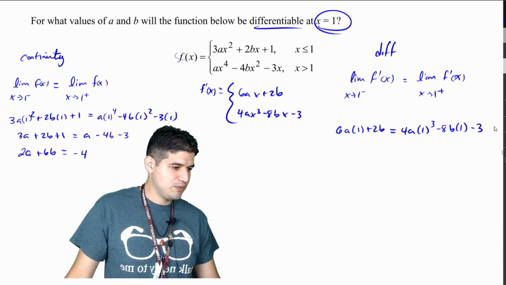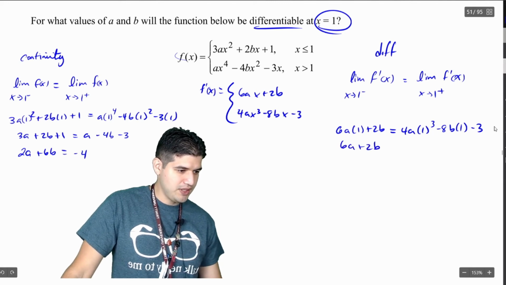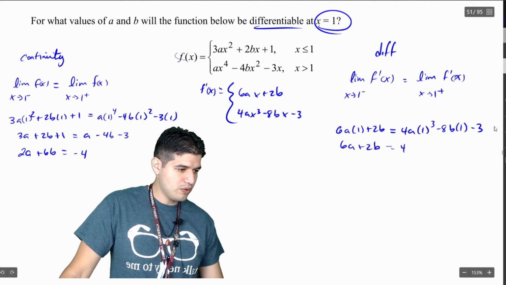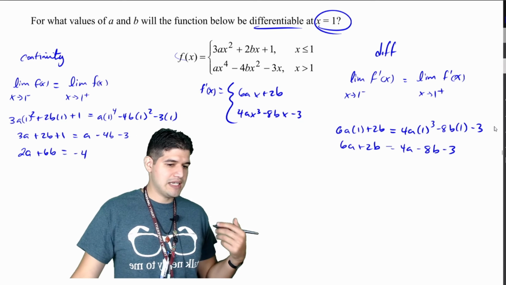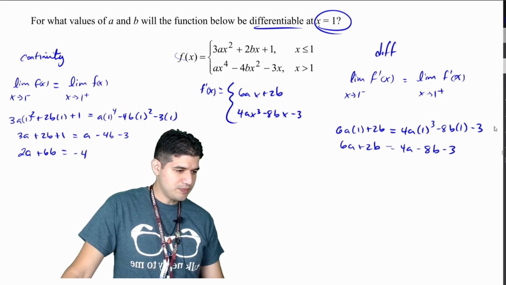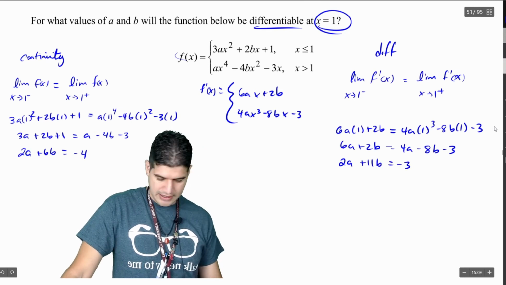All right, so let's see what I can simplify here. I get 6a plus 2b equals 4a minus 8b minus 3. Okay, same thing, I'm going to put it in a standard form. So I'm going to get 2a, add 8, so plus 11b equals negative 3.